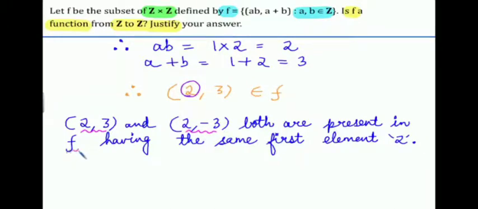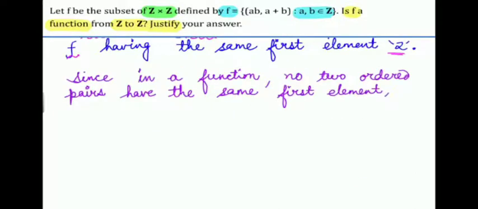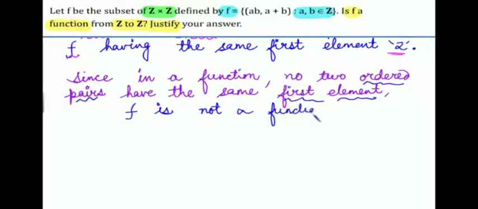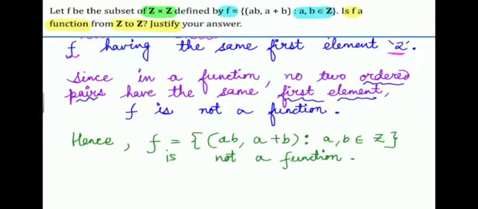If here N to N had been written instead of Z to Z, this statement would become true. But here Z to Z, since in a function no two ordered pairs have the same first element, f is not a function from Z to Z. Hence f, (ab, a plus b), a, b belongs to Z, is not a function.